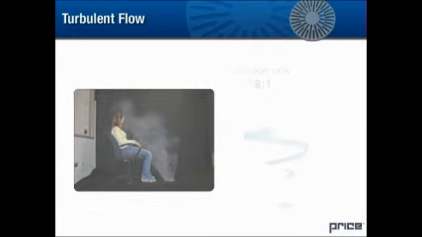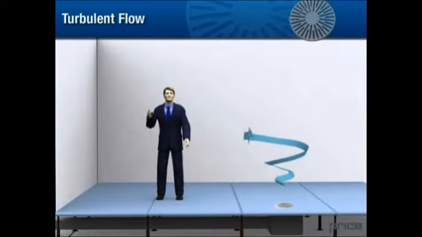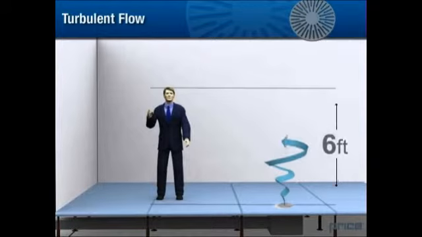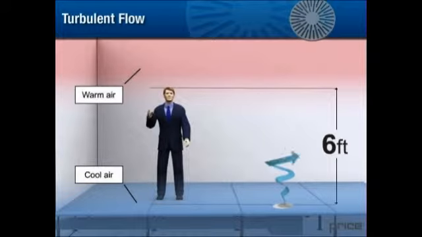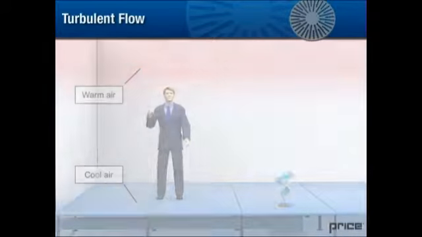jet without feeling drafts. In a properly designed underfloor air distribution system, the supply air should be fully mixed with the room air within 6 feet above the floor, forming a stratification layer at this point. This way, heat and pollutant collects at high level and conditioned air remains in the occupied zone.